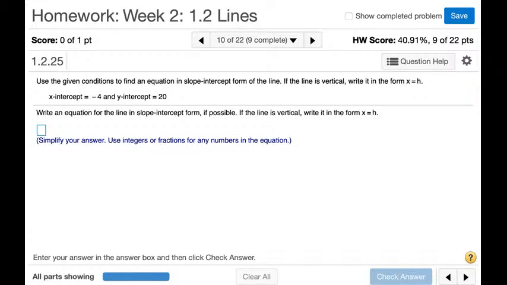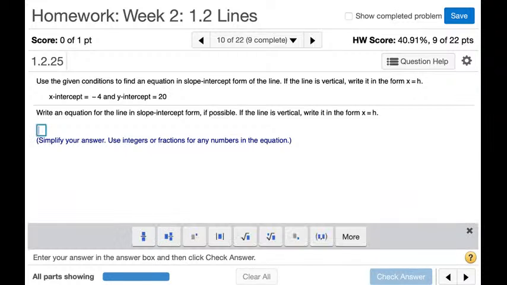The y-intercept is 20. So if we go down 20, it should have a positive slope. 20 divided by 4 is going to be 5. So it should be y equals 5x plus 20, and we're going to check.